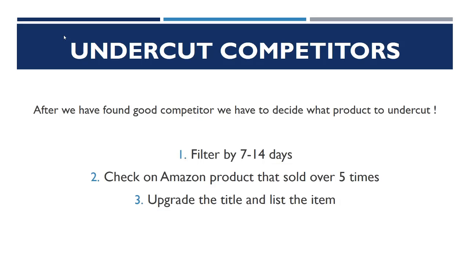You learned how to find competitors. You learned how to define when a competitor is good or bad. And now is the time to start listing items. We want products sold more than 5 times in the last 7 to 14 days. Okay?